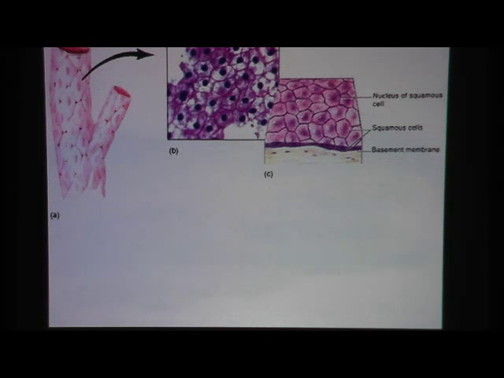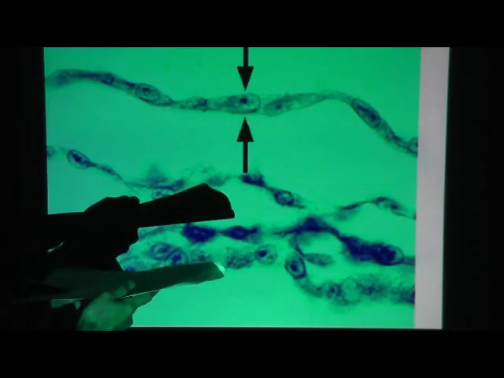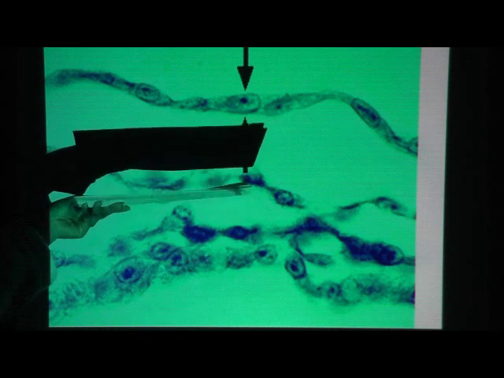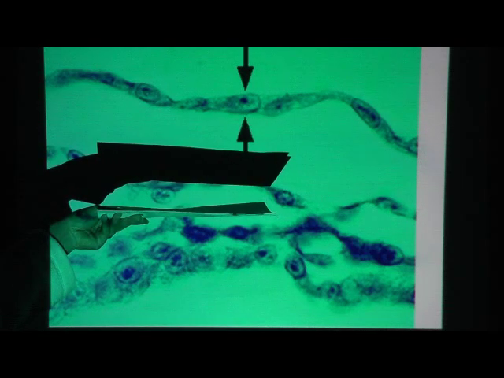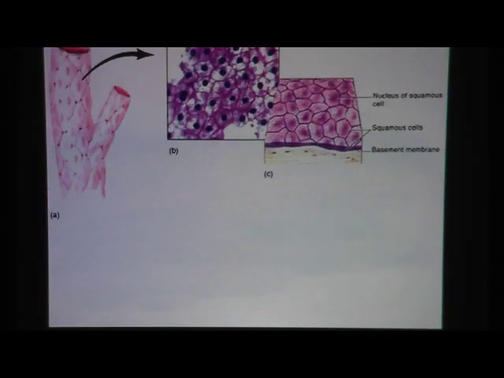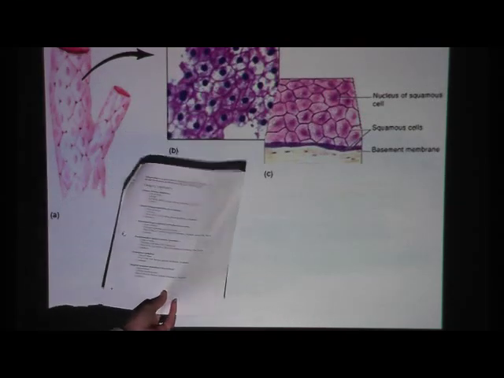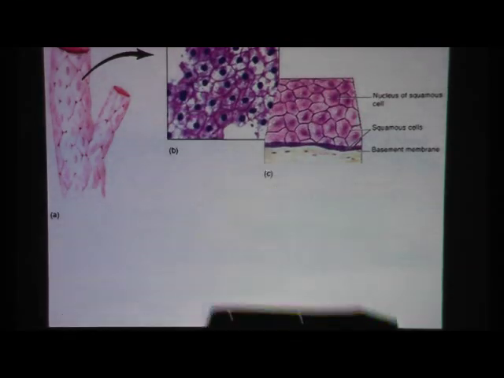In this slide, for example, the simple squamous epithelium is seen in this view, so it looks very thin. Now you're seeing simple squamous epithelium as a whole sheet of cells. So it looks like that.